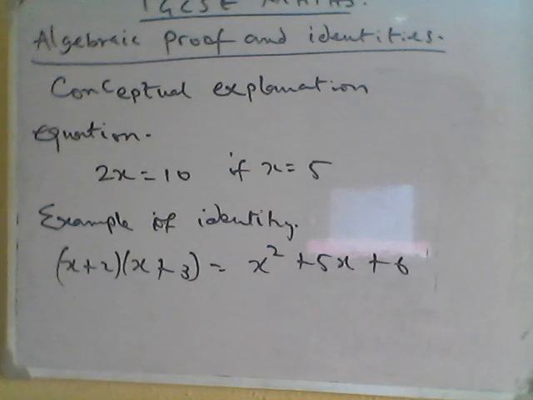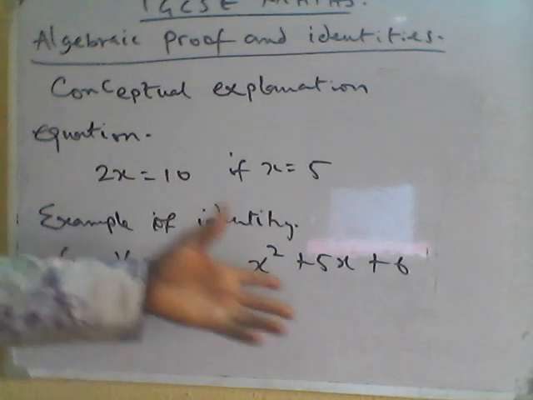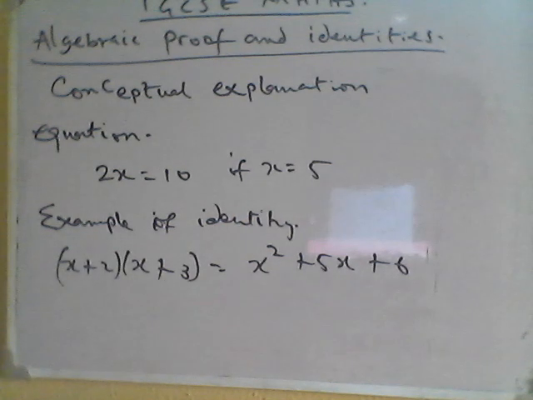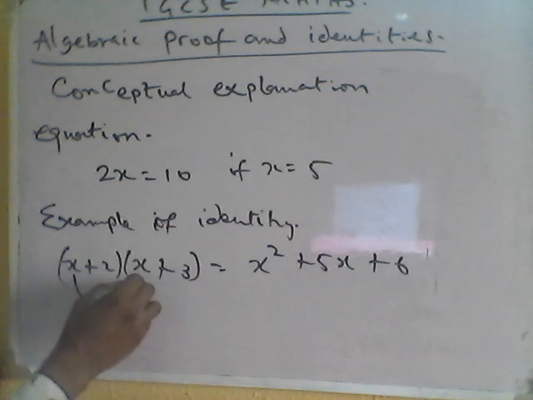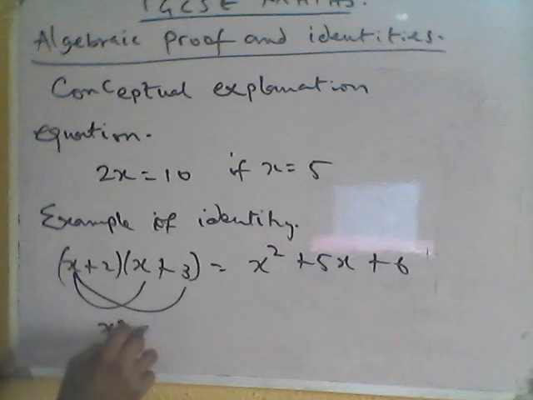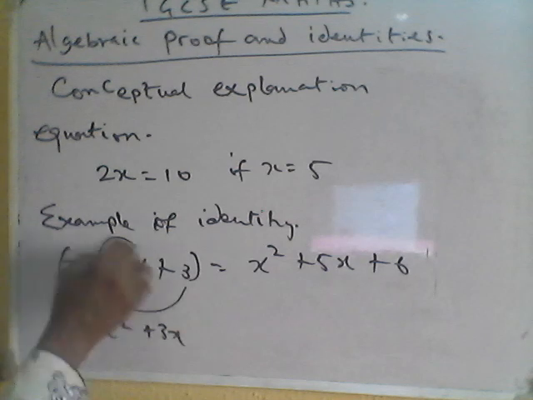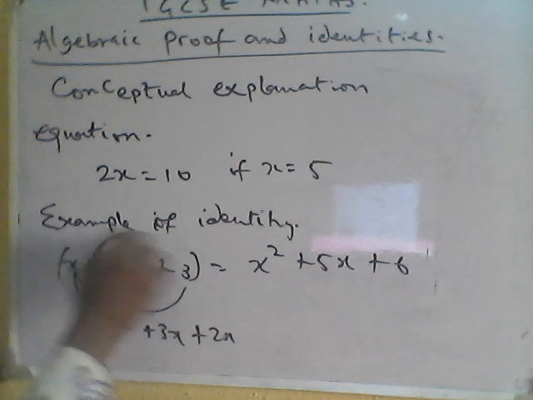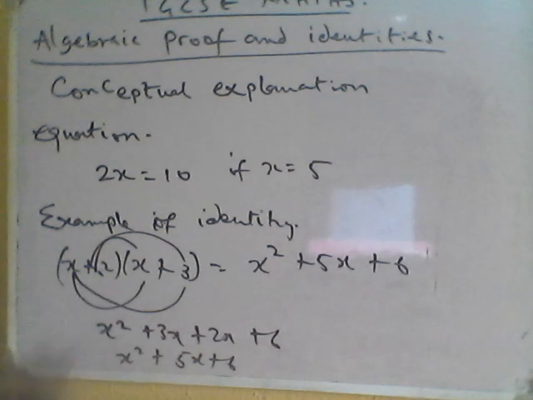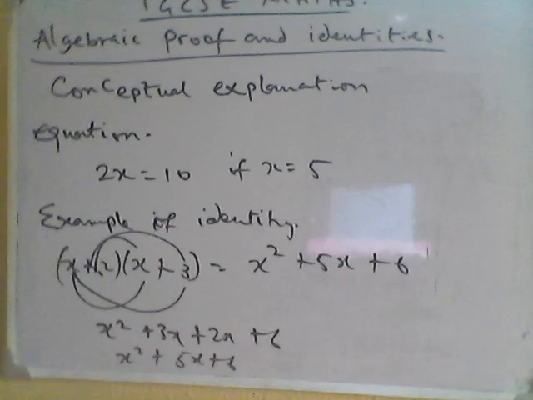So we show this by expanding one side and simplifying it into the other. This is called algebraic proof. How did I get this? I just multiplied x by x to get x squared, x by 3 to get plus 3x, 2 by x to get plus 2x, and 2 by 3 to get plus 6. So this now becomes x squared plus 3 plus 2 is 5x plus 6. So this is an identity for this particular case.